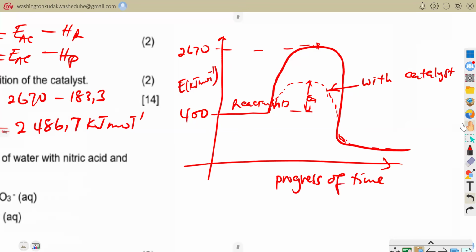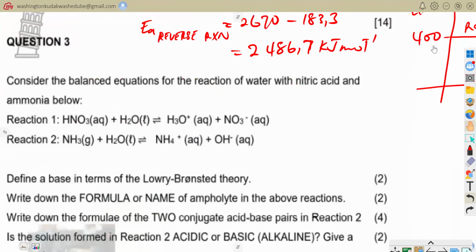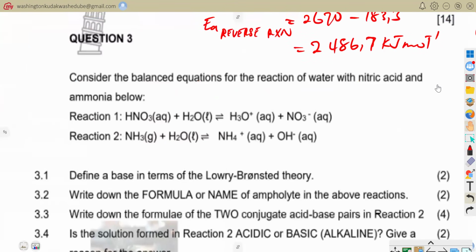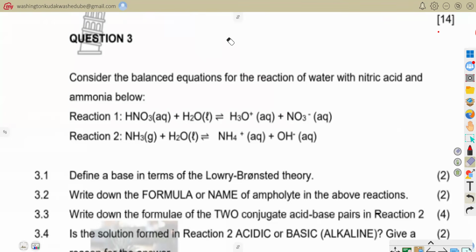So now let's go to the following questions and hear what they are saying. Question number 3 is now saying, consider the balanced equations for the reaction of water with nitric acid and ammonia below. And then they're saying, define a base in terms of the Lowry-Bronsted theory. So how do you define a base in terms of the Lowry-Bronsted theory?